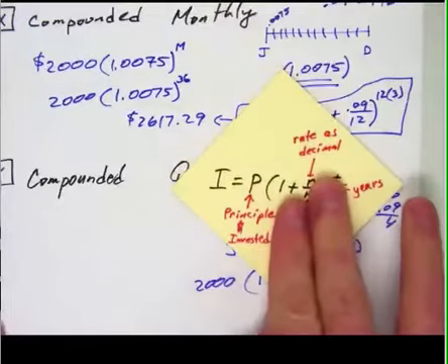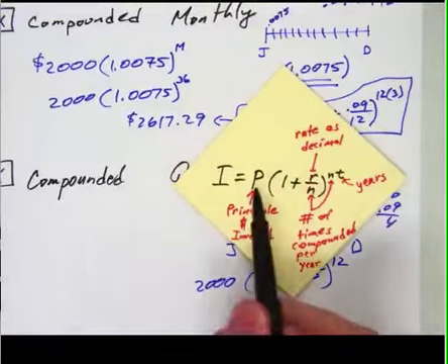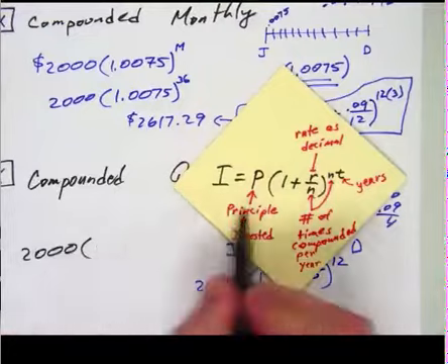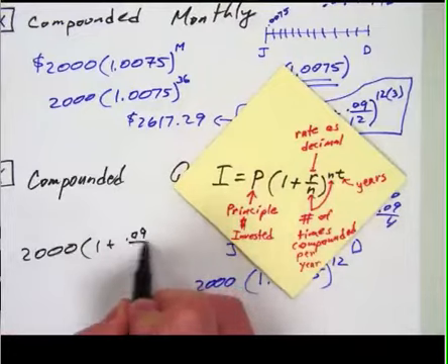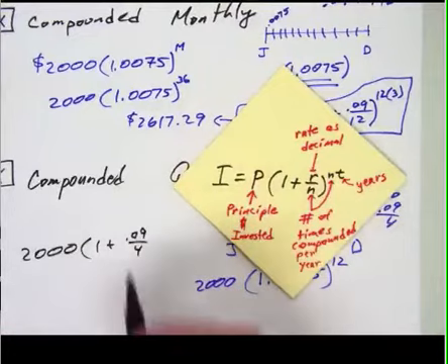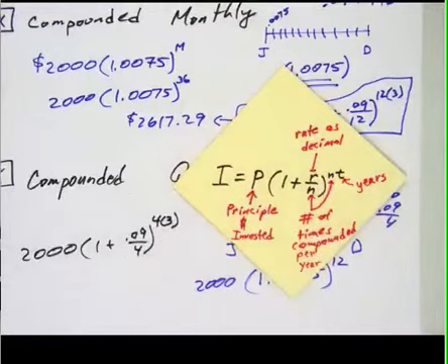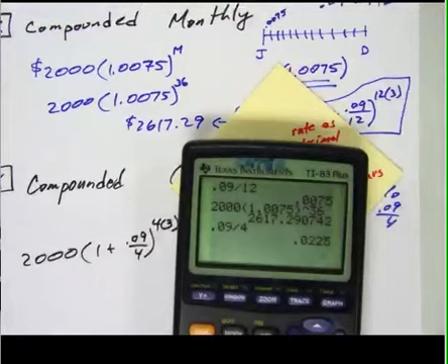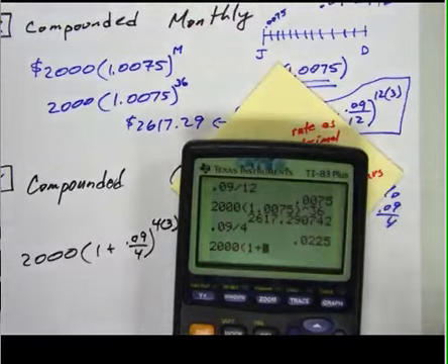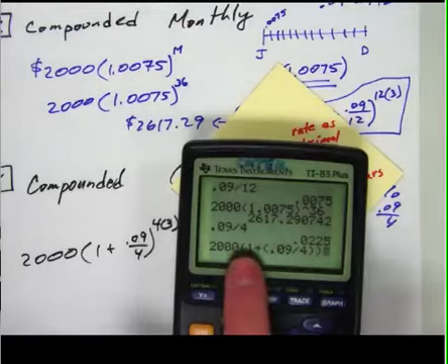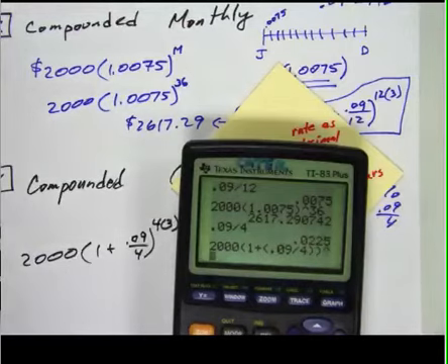So if I bring down the equation again, I'd put my 2,000 there, then I would have 1 plus my 0.09 over 4, because there's 4 quarters in a year, and then I'm going to have that to the 4 times 3 power. I'll show you how to type that in. So I go 2,000 times 1 plus. Now I've got to make sure that I put another set of parentheses there. So left parenthesis 0.09 divided by 4 because I want it to calculate that first. Close out that other parenthesis, and then take it to the 4 times 3 power.